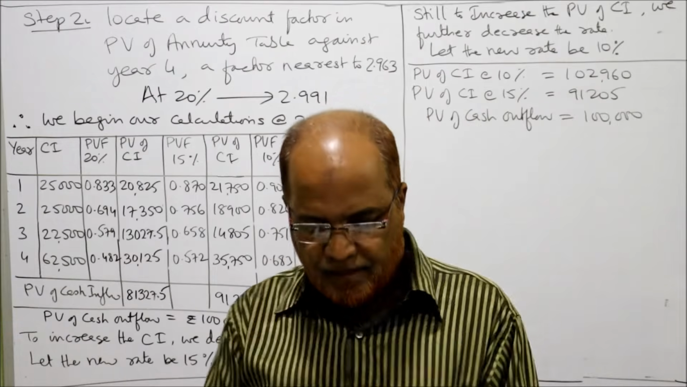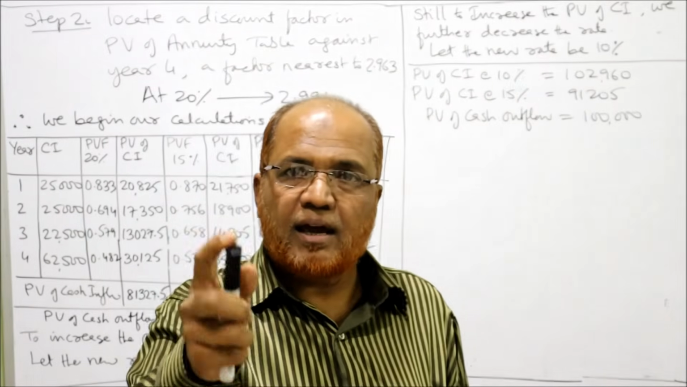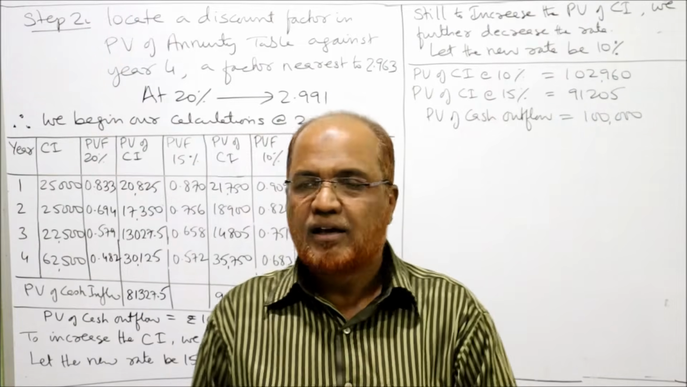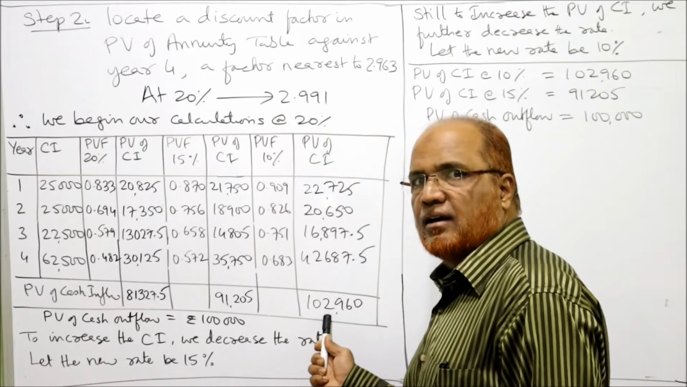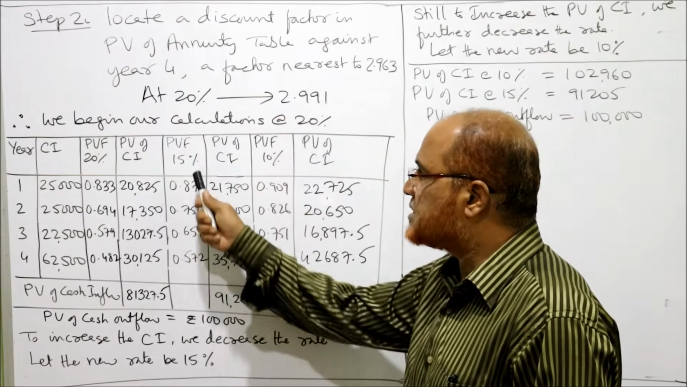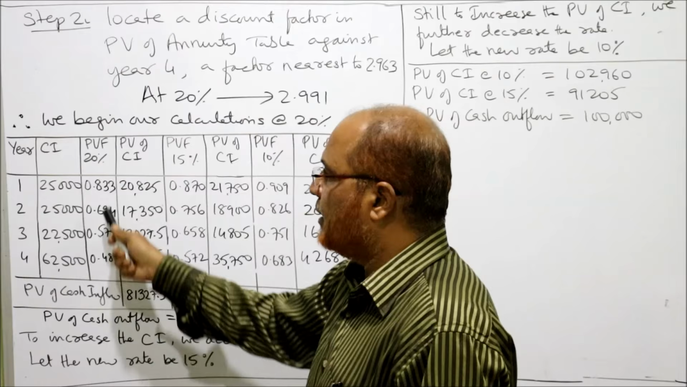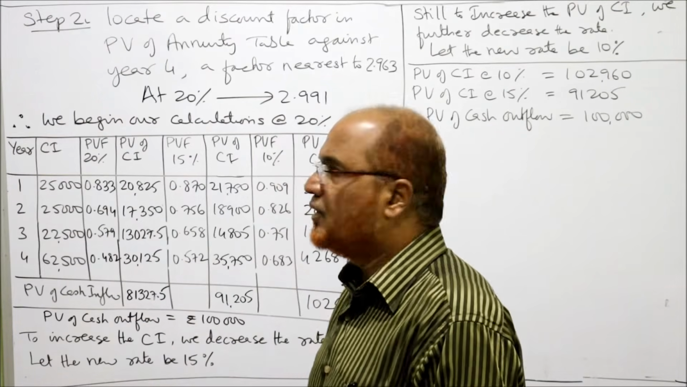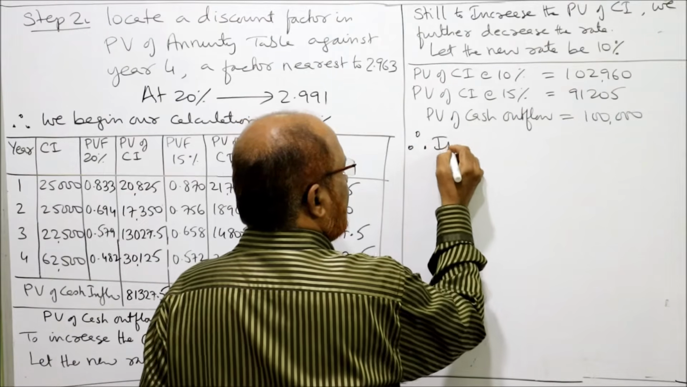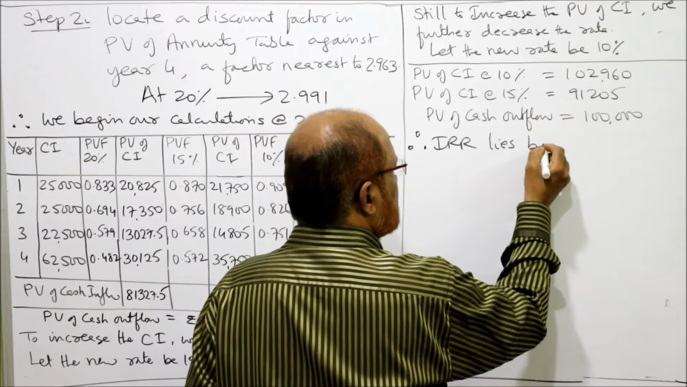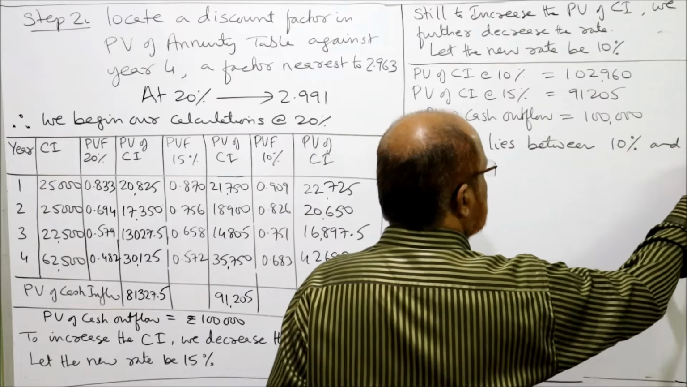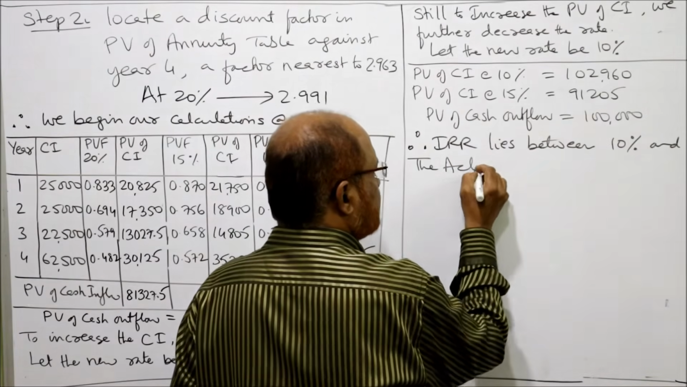एक वैल्यू 1 लाख से बड़ा रहना और एक वैल्यू 1 लाख से छोटा रहना. One value should be more than 1 lakh, the other value should be less than 1 lakh. So here this value is more than 1 lakh. At what percentage we got? 10%. And this value is less than 1 lakh. At what percentage? 15%. We don't require 20%. Therefore, IRR lies between 10% and 15%.